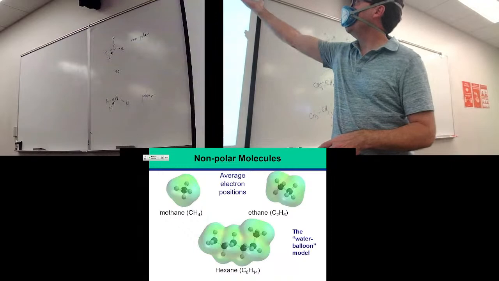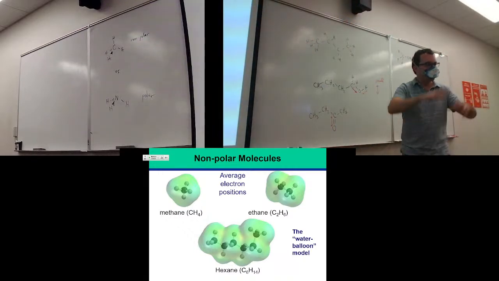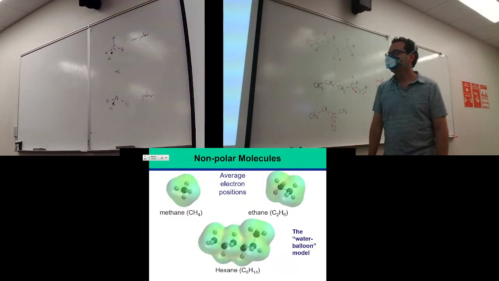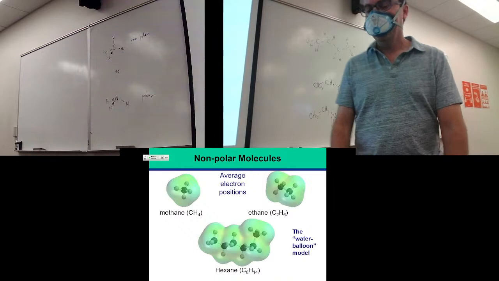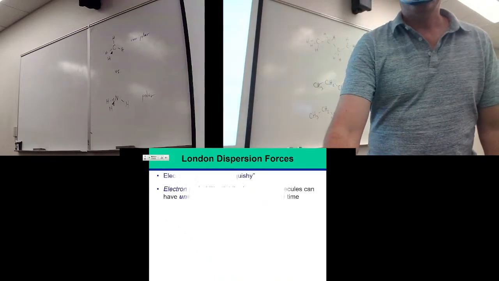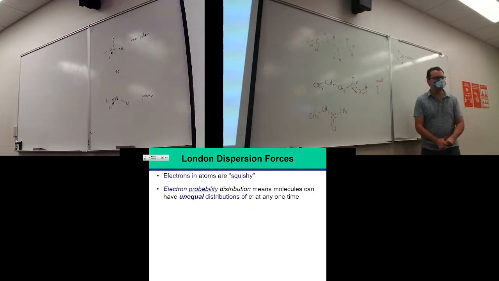And so this is what the electrostatic potential looks like. Pretty boring. It's like pretty even distribution of electrons everywhere. There is no partial negative side. There's no partial positive side. Well, so what are London dispersion forces then? This is a little bit tricky.